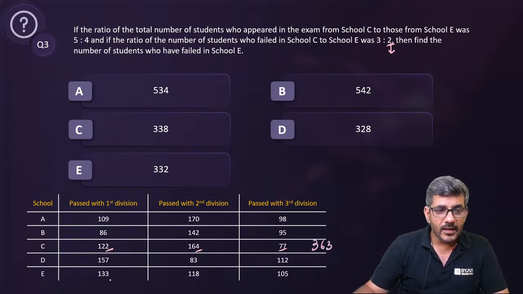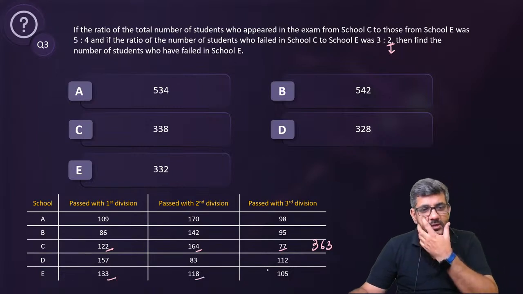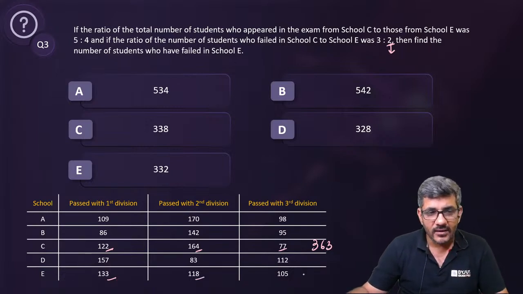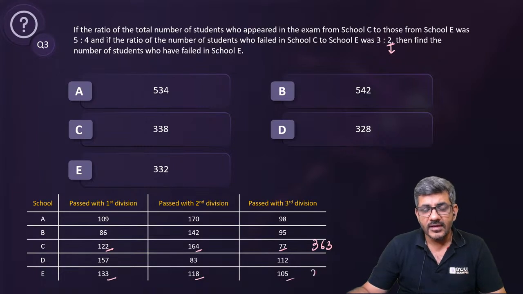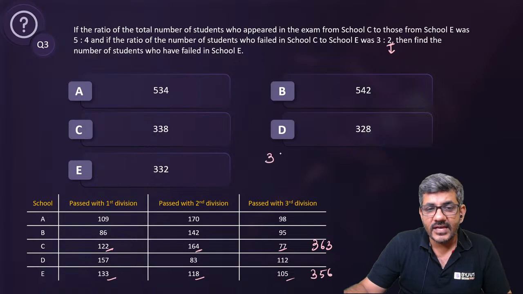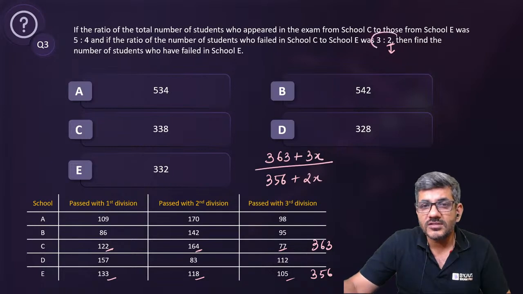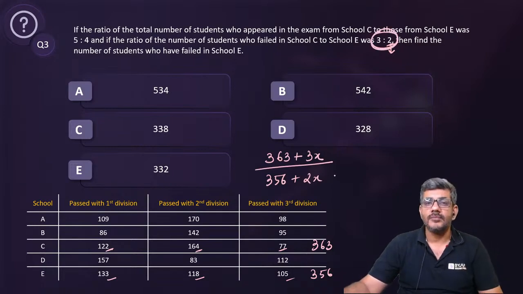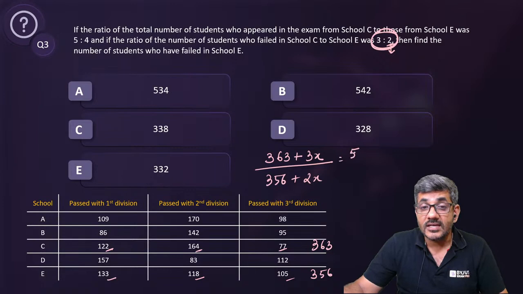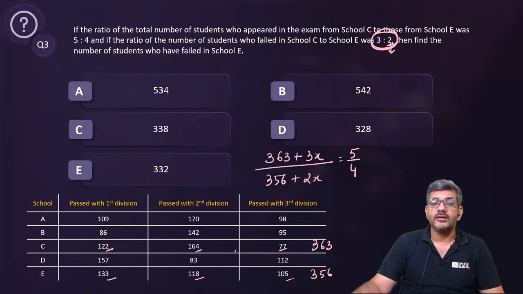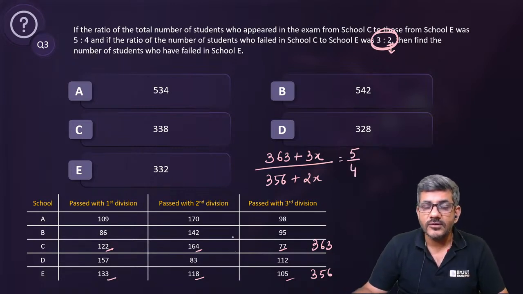Let's talk about E. 133 plus 118 is equal to 251. 251 plus 105 is 356. So the total number of students in C would be 363 plus some failed. Let's call them 3x. Total number of students in E is 356 plus some failed. Let's call them 2x, because the number of students failed are in a ratio of 3:2. And the total number of students is in a ratio of 5:4. So this whole thing should be equal to 5:4, right?